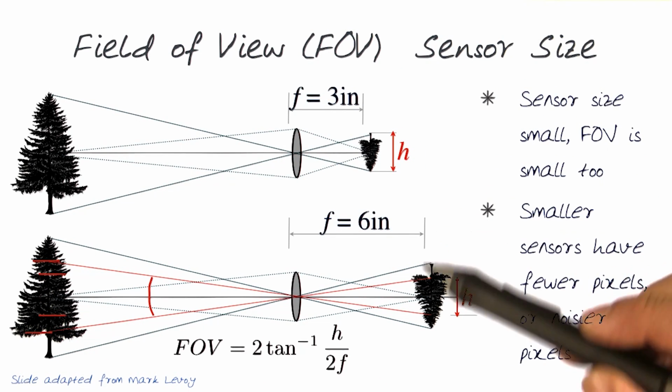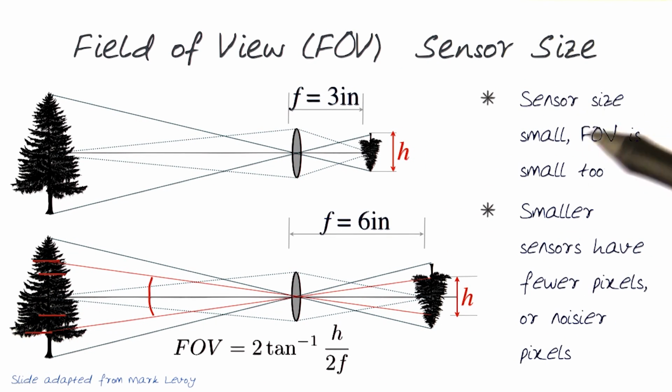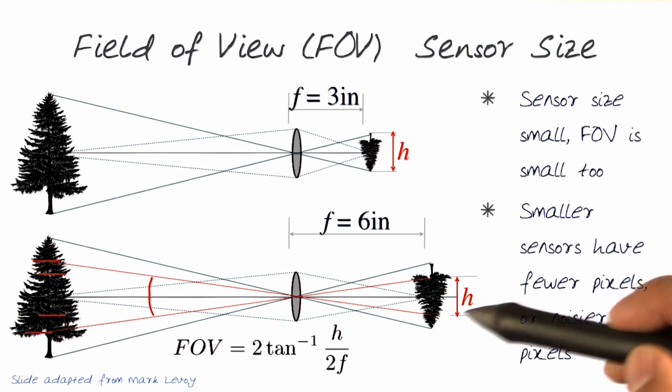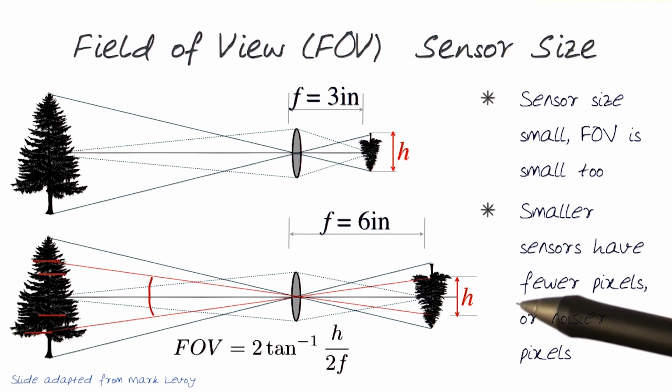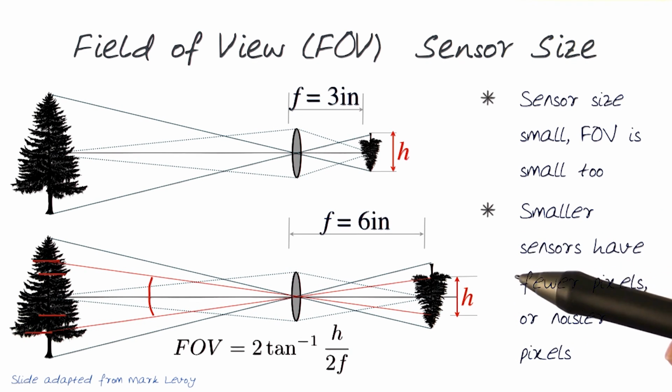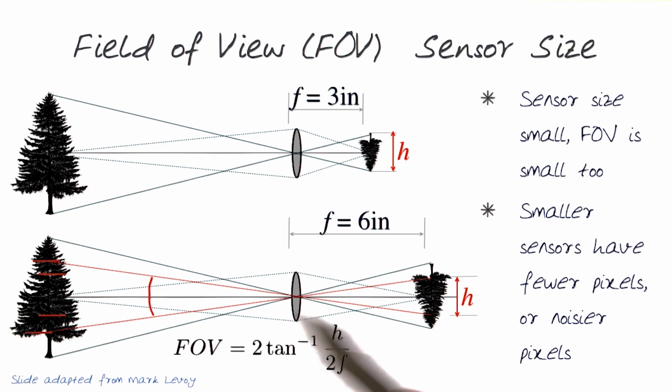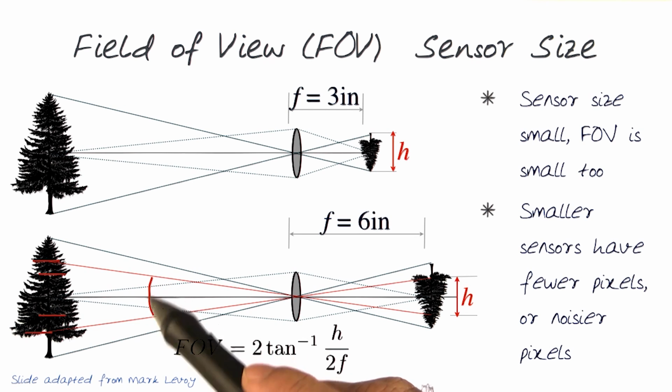Let's look at this a little bit more carefully again. Basically, if the sensor size is small, then the field of view is also small. And smaller sensors, of course, can capture fewer pixels and may also have other issues like noisier pixels and stuff. So let's take the same example, except now have h here. This was the equation we looked at, and this was my field of view.